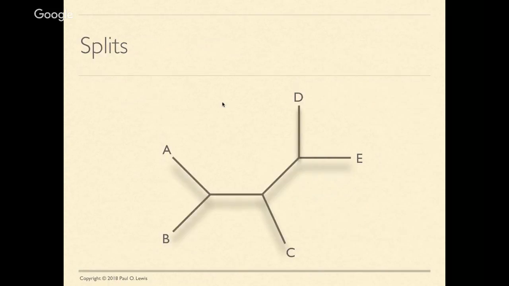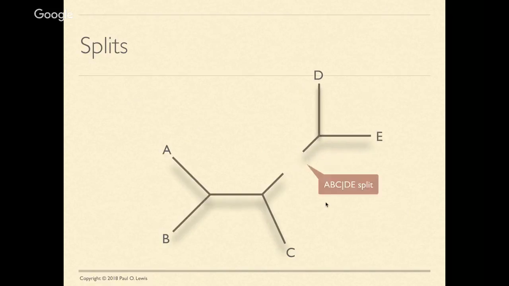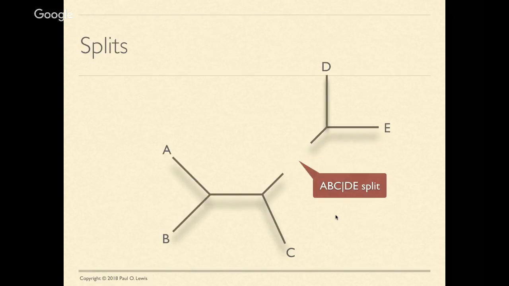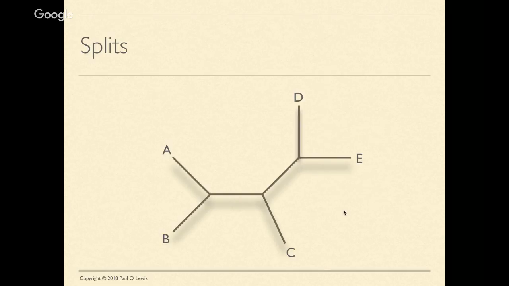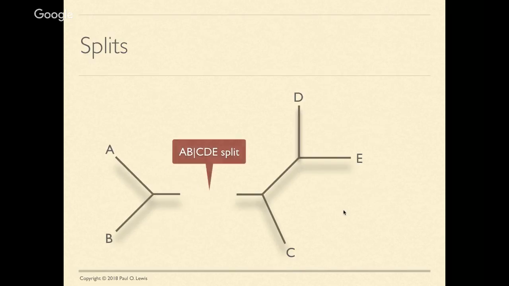A split or bipartition is associated with every edge in a tree. If the edge is snipped, for example, this one, the taxa on one side of the break are separated from those on the other side. Here I've used a vertical bar to show that the taxa A, B, and C are on one side of the split and D and E are on the other side. This split separates taxa A and B from C, D, and E on the other side.